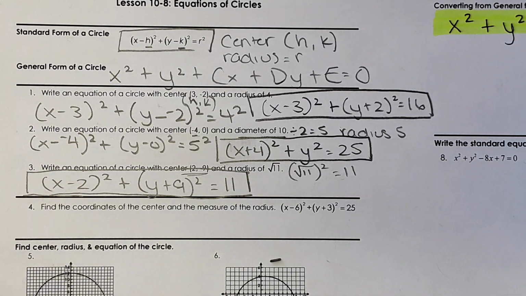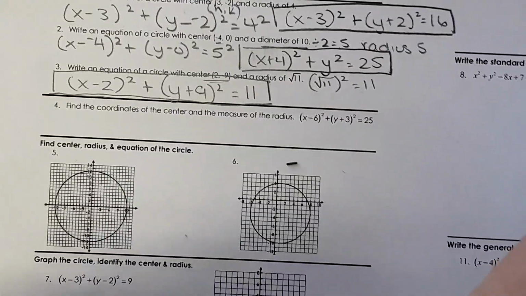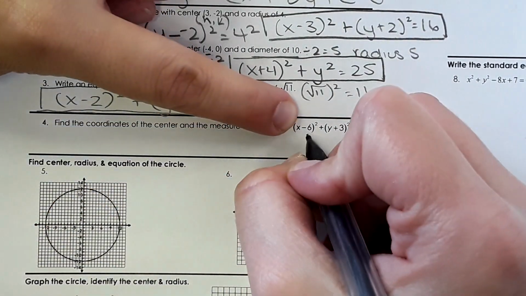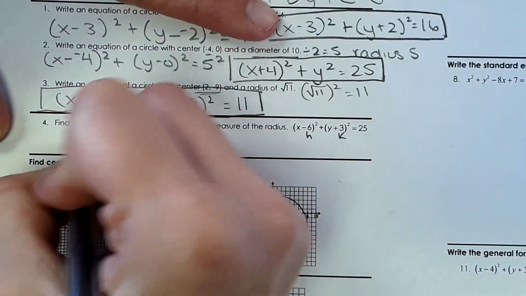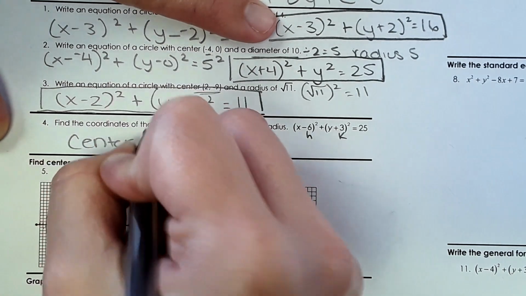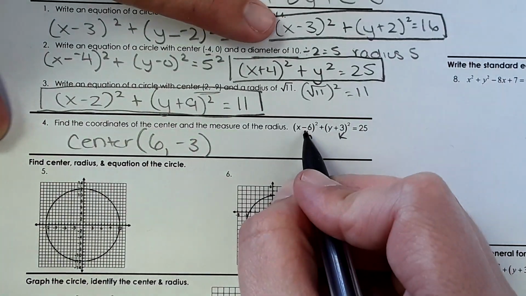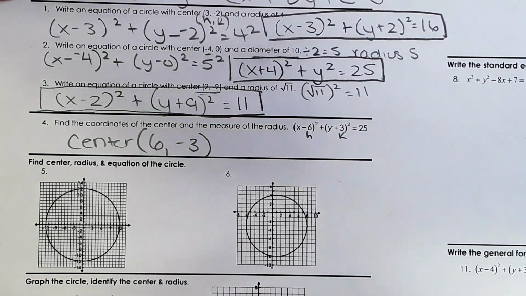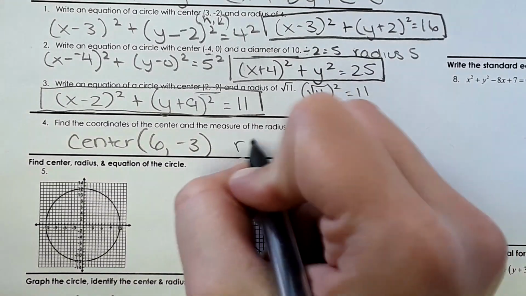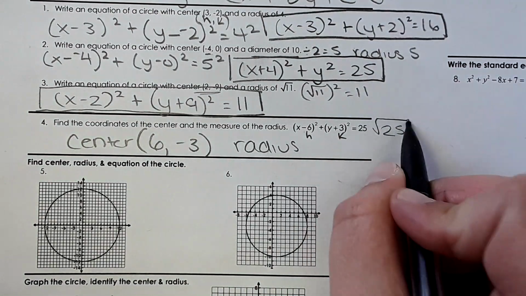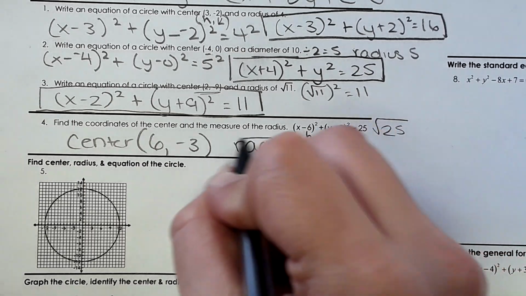Okay, so now we're going to start working backwards. What if they gave us the equation and then we were asked for the center or for the radius? So that's what's happening in number 4. Find the coordinates of the center and the measure of the radius from this equation. So this would be h and this would be k. So our center is positive 6, negative 3, because remember that negative symbol is part of the equation. So there's our center, and the radius is the square root of 25. So it is 5.